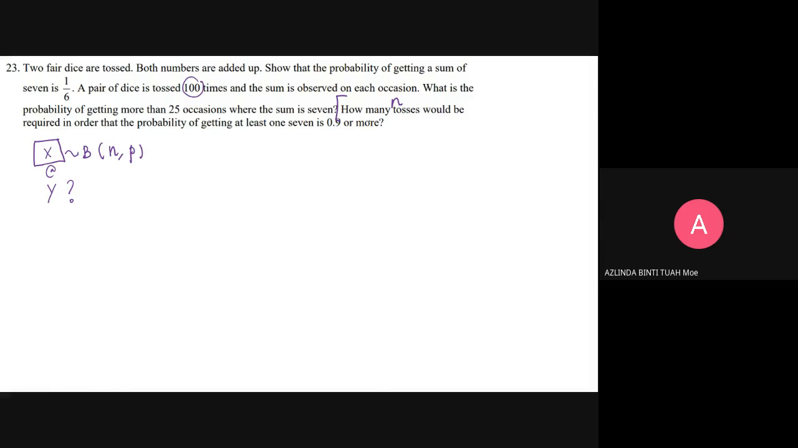Okay, read the full sentence. How many tosses would be required in order that the probability... when you see the word probability, your hand should immediately write P(X). Getting at least, look for the keyword for inequalities. At least means greater or equal, so write greater or equal to 1. Okay, that is enough, your probability question is complete. You can close it. The next sentence is to explain the event.